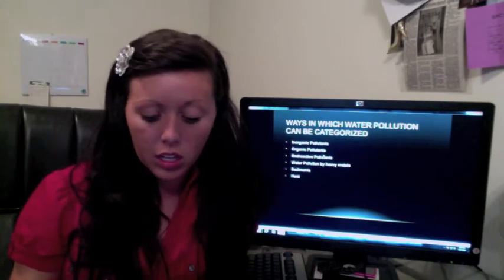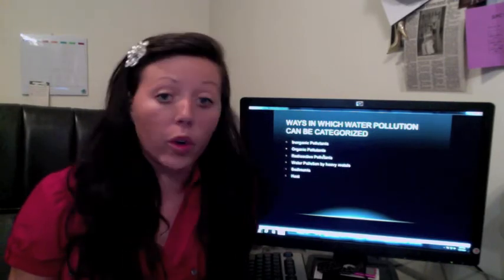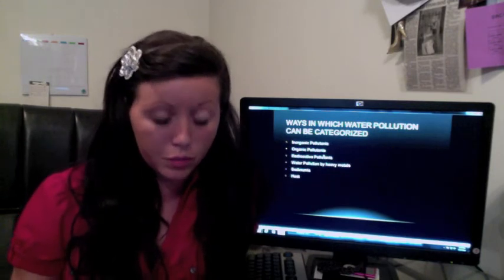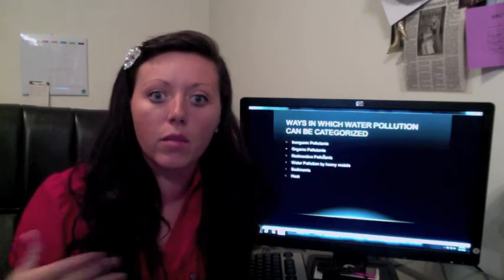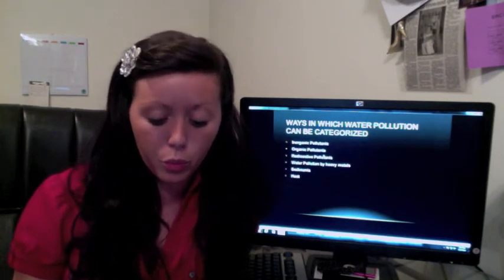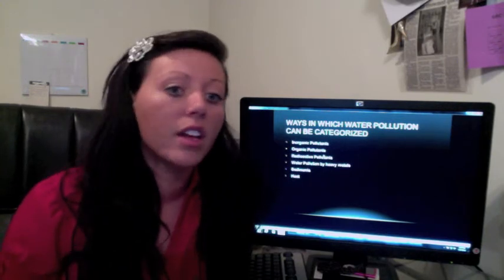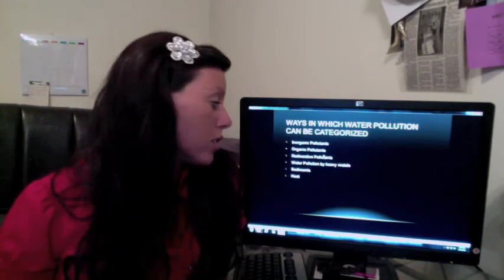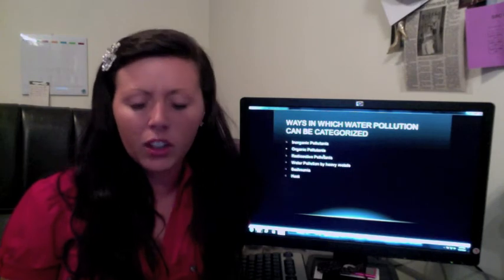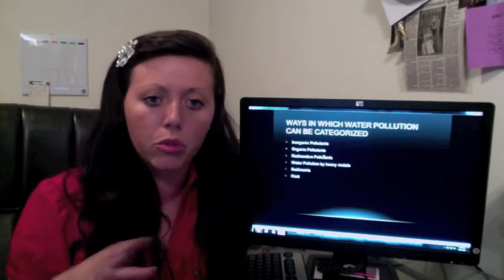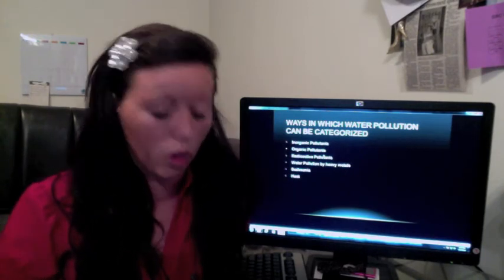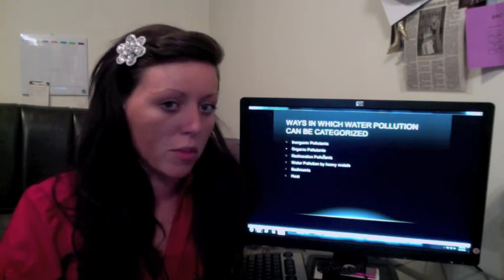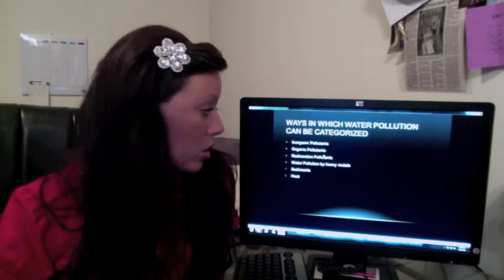Then we have the water pollution by heavy metals, which I had mentioned above is one of the worst that we can have. And then we have sediments and heat. Now I'm not going to go into detail about those two, but as I said before, we talked about heavy metals and how it was the worst pollution there is.